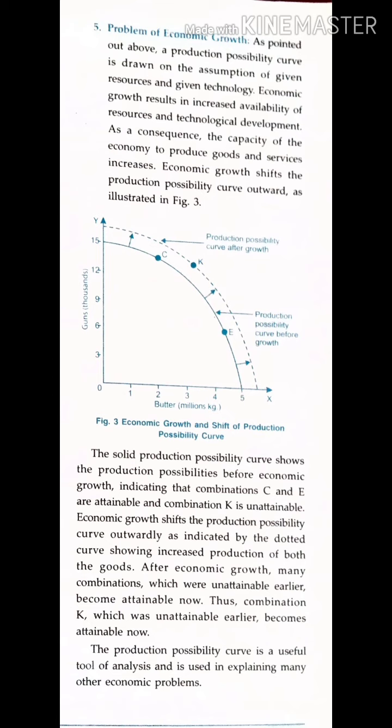As a consequence, that means as a result, the capacity of the economy to produce goods and services increases. Suppose my technology is improved, so my production capacity will also increase, right? My goods and services will give better results. So economic growth shifts the production possibility curve outward. Can you see the diagram? See, one is already drawn. The dotted line shows the upgradation of the economy. Okay, upgradation of the economy, that means now my economy is working better.